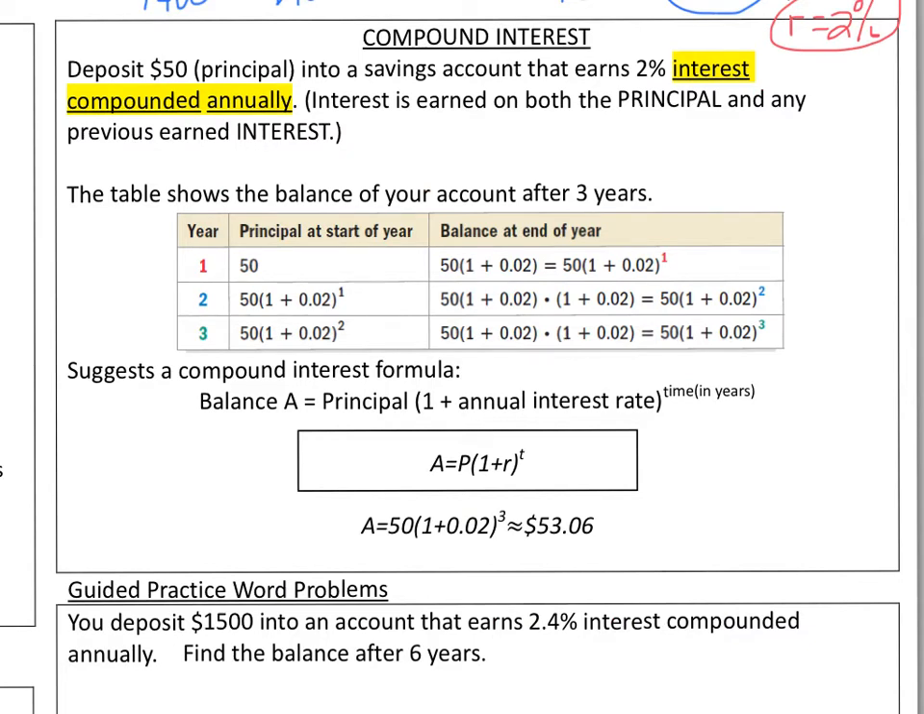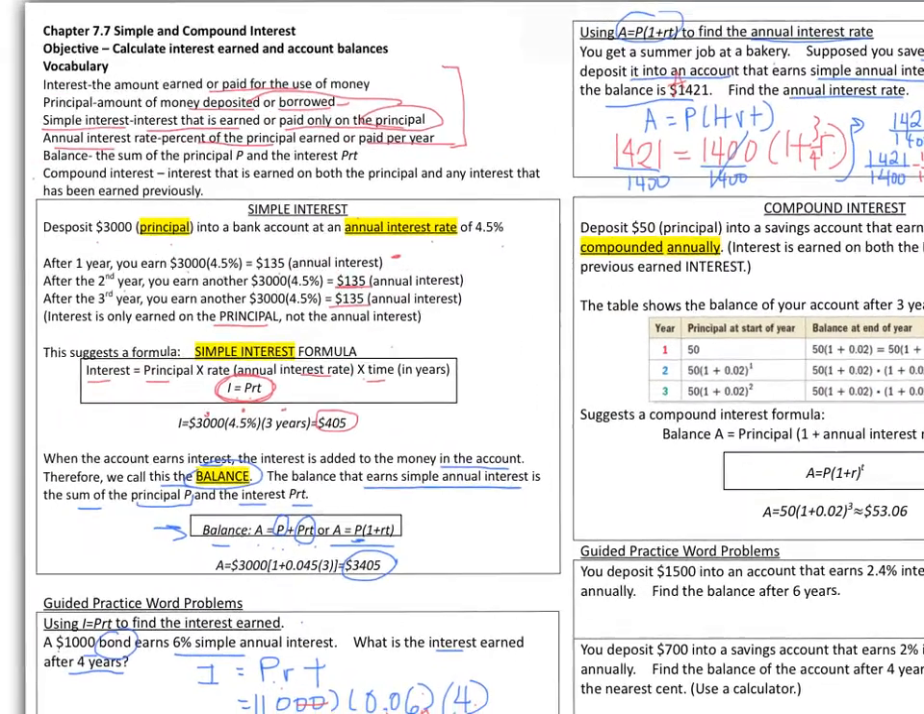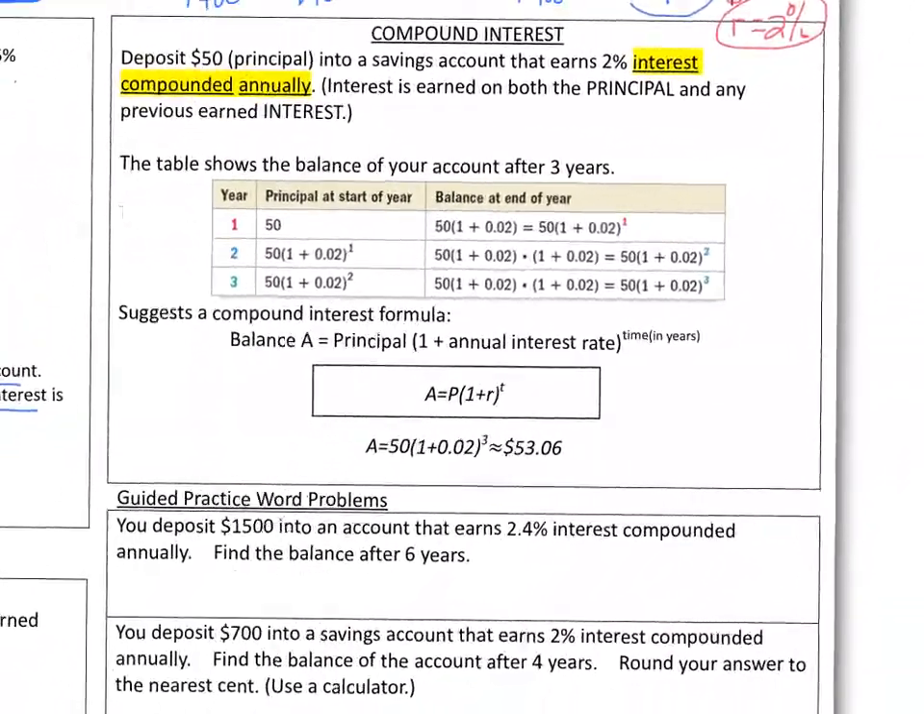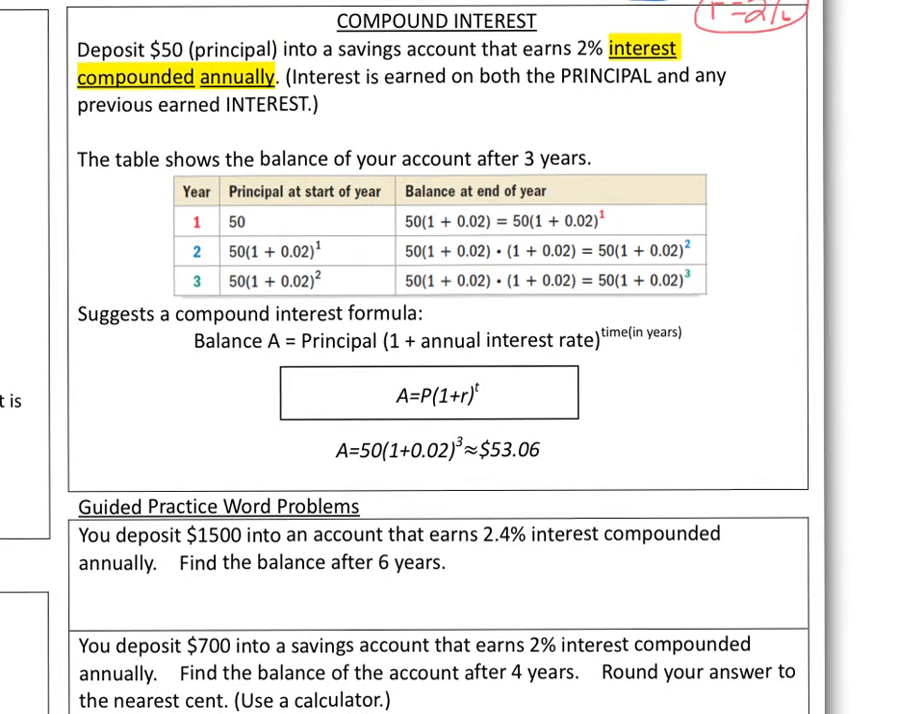Compound interest. This is different from simple interest. Let's review. Remember, simple interest is just interest earned on the principal. Let's take a look at the definition again. The simple interest is just the interest earned or paid only on the principal. But the compound interest is earned on both the principal and any interest that had been earned previously. So the formula will be a little different when you're calculating the compound interest.